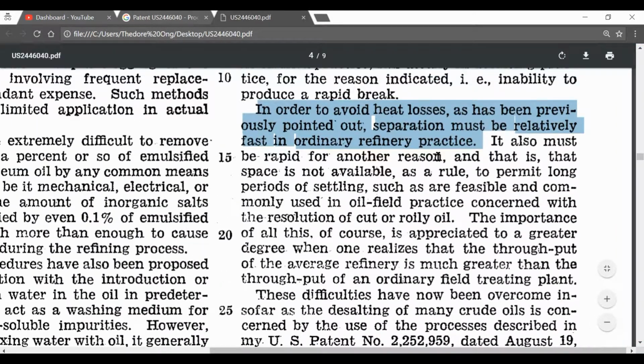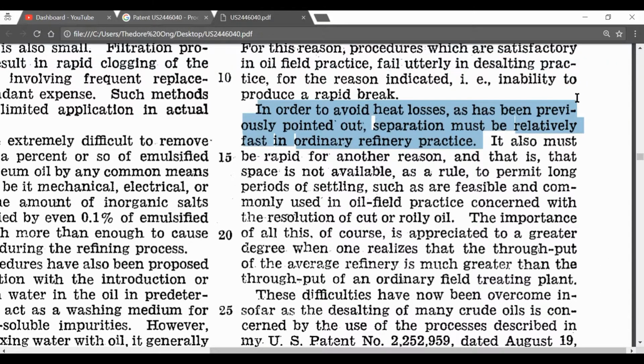You have to conserve heat, so integration of heat. You don't want your oil to cool down halfway after you desalt it and then go and distill it. So as soon as you desalt it, you want to distill your crude oil.